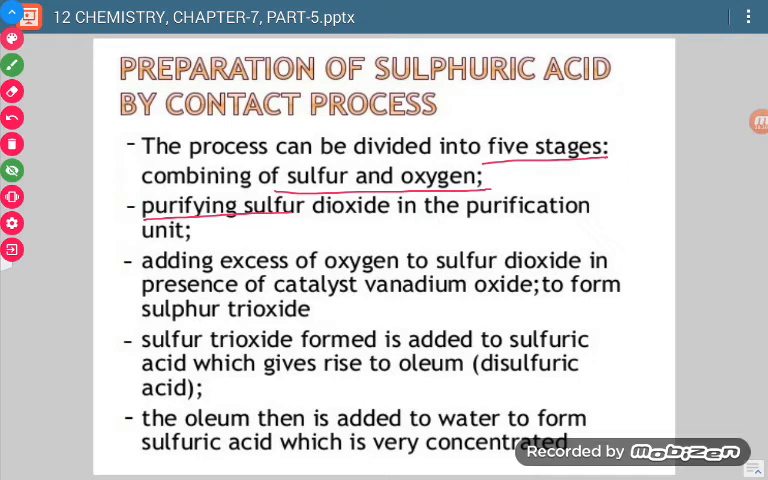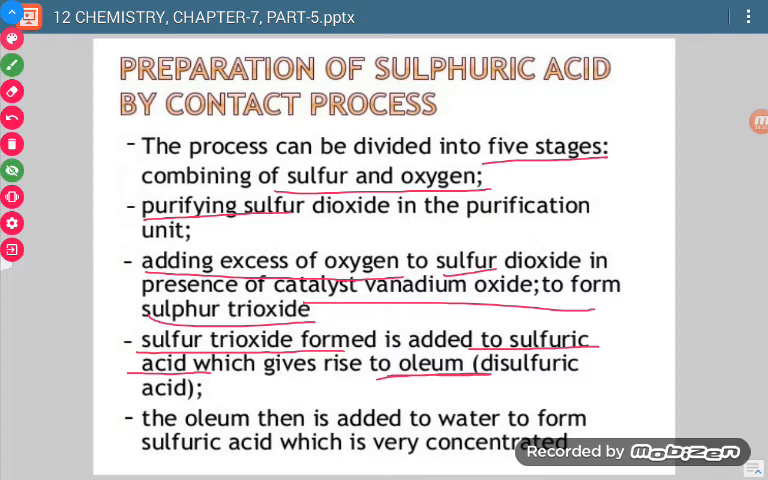Then second is purification. Sulfur dioxide is purified. Okay, third is excess of oxygen is added so that there is formation of sulfur trioxide. Now this is done in the presence of catalyst, which are oxides of vanadium. Now in the fourth step, what happens? This sulfur trioxide is added in absorption tower where sulphuric acid is mixed with this. Okay, it is sprinkled from the top and there is formation of oleum.